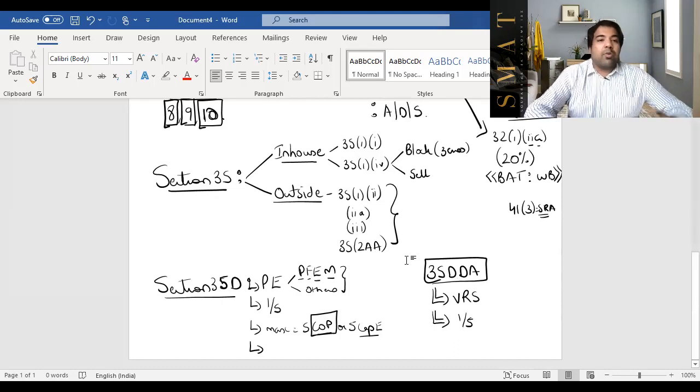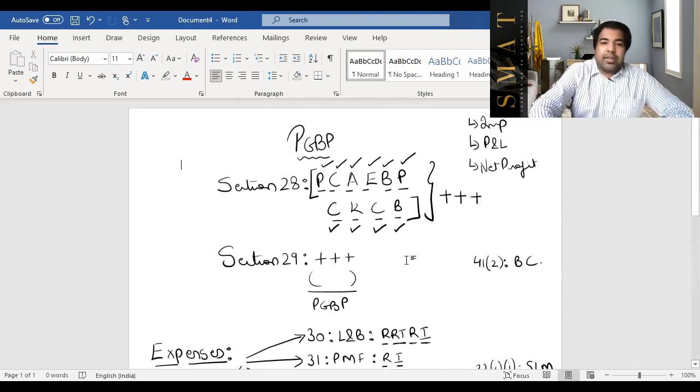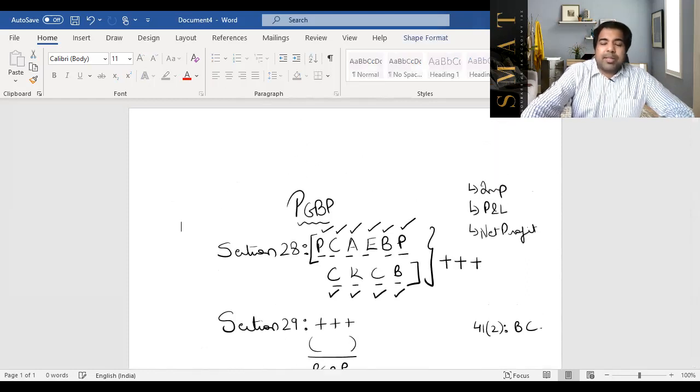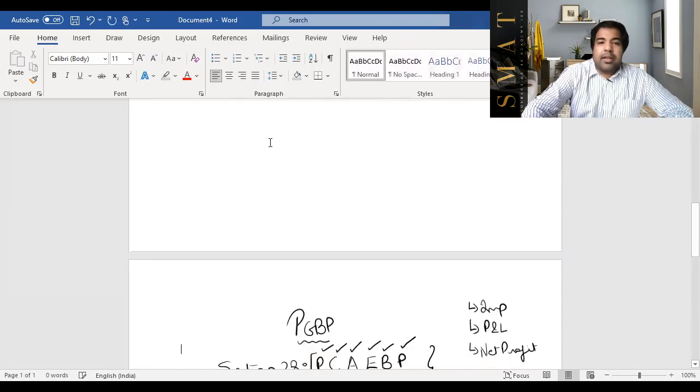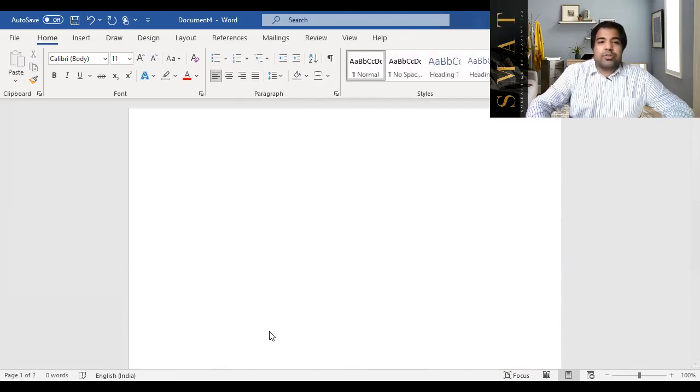After that, 1/5 is allowed every year. That is section 35DDA. We're very close to finishing expenses, and then we'll move to disallowances, guys. That's how the chapter will proceed ahead. Let's now move to the next set of deductions.